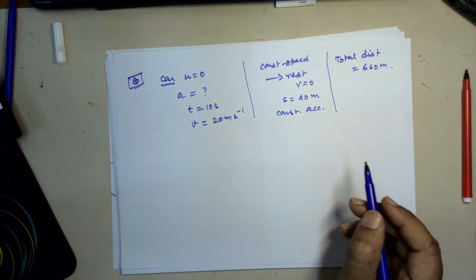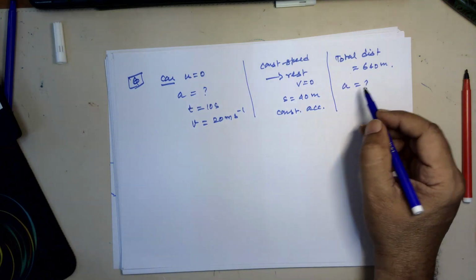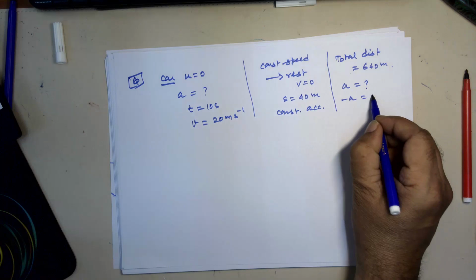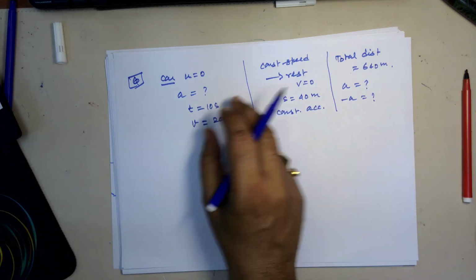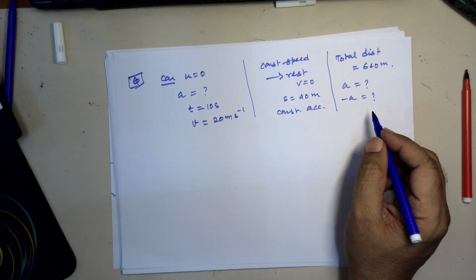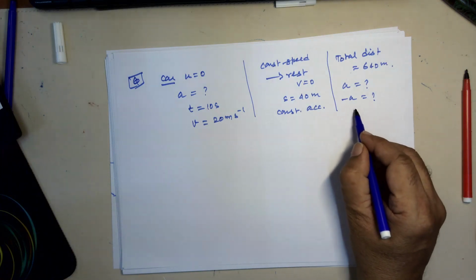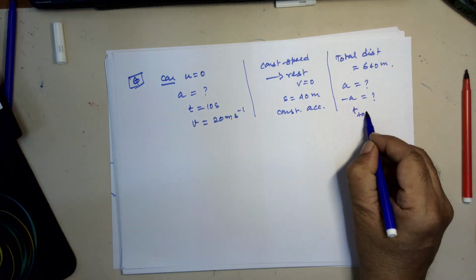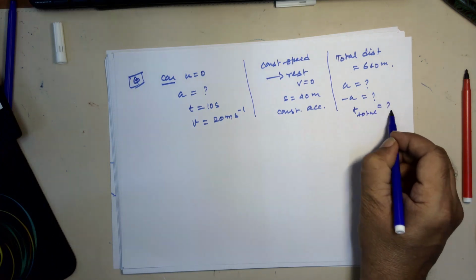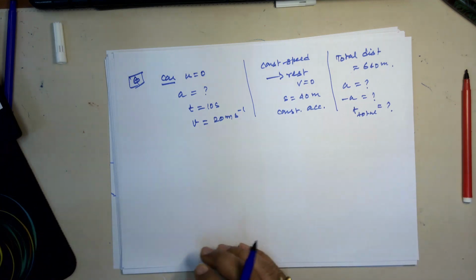Find the value of acceleration, retardation. Retardation means what? When the car is brought to rest, it means retardation, negative acceleration. That is retardation, minus a. And what is the total time taken? So these are the questions.